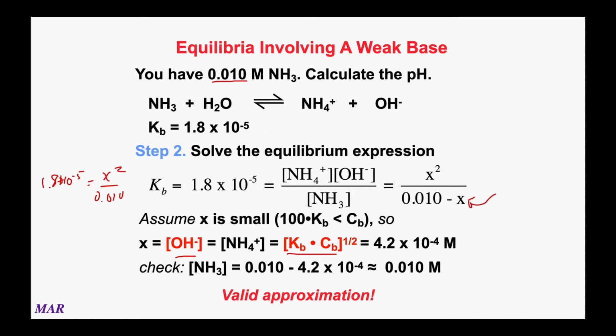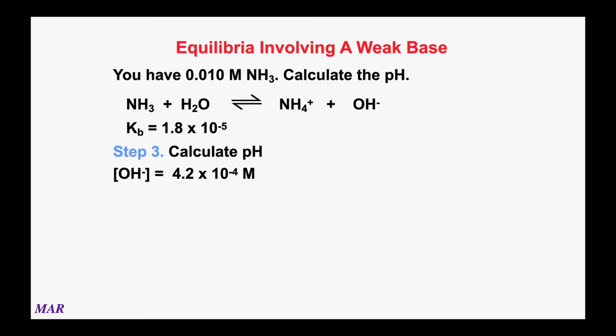If you're using lots of significant figures in an actual lab, then it may be worth it to go through the solve function and figure out the exact versions based on the quadratic formula. But most of the time, if 100 times K is less than C, then you can pull out that little minus x, and the hydroxide in this case equals square root of Kb times Cb. Just like we saw earlier, hydronium was equal to square root of Ka times Ca. Again, all of this assuming 100 times K is less than C. So in this problem, hydroxide is 4.2 times 10 to the minus 4.